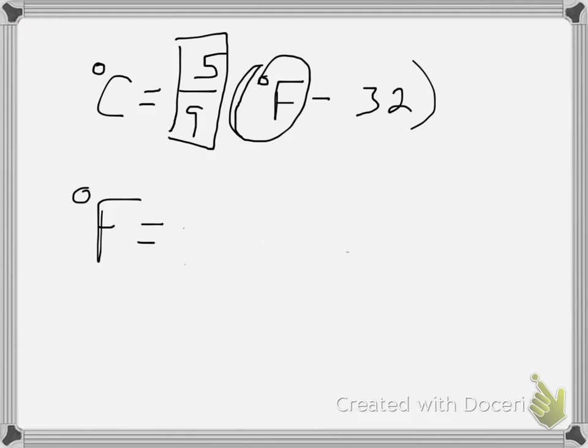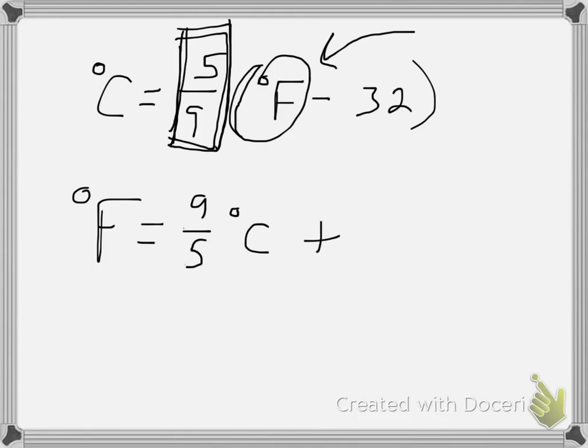If I want to solve this formula for Fahrenheit, I first have to undo the 5/9. So what I need to do is take my Celsius and multiply it by 9/5, and then add this 32. So I do this operation first, and then I add the 32, as opposed to adding the 32 and then multiplying by 9/5. This is how you can go between both temperature scales.